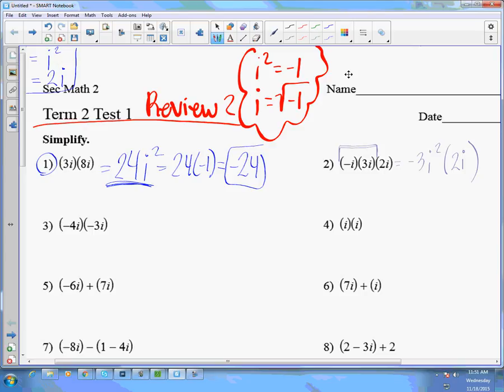Once my i squared pops out, you should automatically change that. What is i squared's value? -1. So this is -3 times i squared. So we need to change it to -3 times -1, times my 2i. Still going with the first 2. We can still multiply those, right? The first 2. What's their product? Good. The negative times negative is a positive. So positive 3 times 2i.